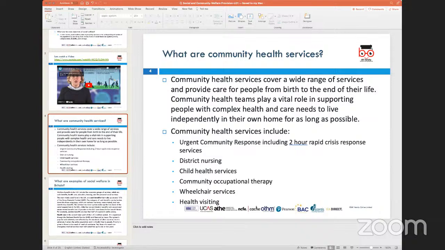So when we talk about community health services, let's put this into context. There's a whole set of community provision services which are classified as community health services. But what I've done on this slide is look at just mentioning a few that we can relate to. These services cover a wide range of services which allow individuals to get support from the wider framework or the network within the National Health Service from birth to end of life.